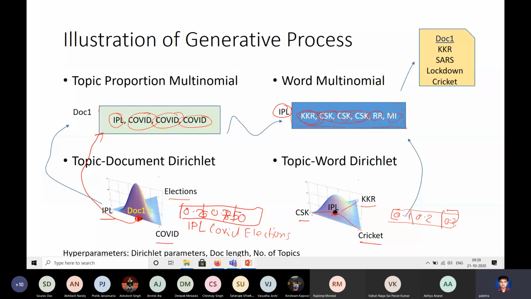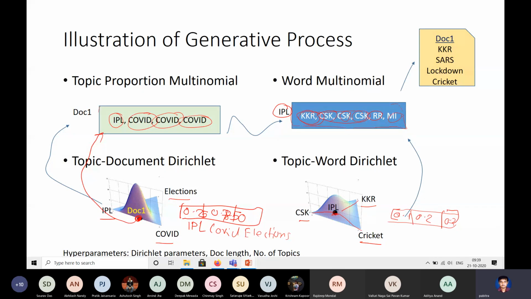I pick up this. By the way, you will ask the question, where does this probability, this Dirichlet, come into the picture? This Dirichlet comes into the picture in the way that, once I have generated IPL as the topic, according to some probability, I'll pick up this IPL from this Dirichlet distribution. Okay, I'll pick up the topic IPL from this Dirichlet.